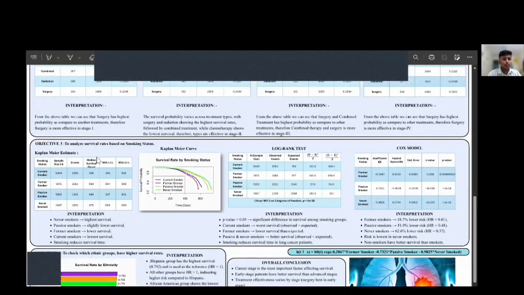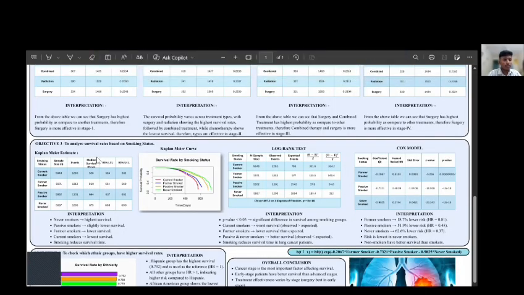So here is objective 3, to analyze the survival rates based on smoking status. Firstly, we did the Kaplan-Meier estimate to find the survival probability. We have four smoking statuses: current smoker, former smoker, passive smoker, and never smoker. The median survival of current smoker is 5 to 6, former smoker is 560, passive smoker is 644, and never smoker is 675. So we can see that never smoked patients have the highest median survival, that is, the higher survival probability and higher survival time.